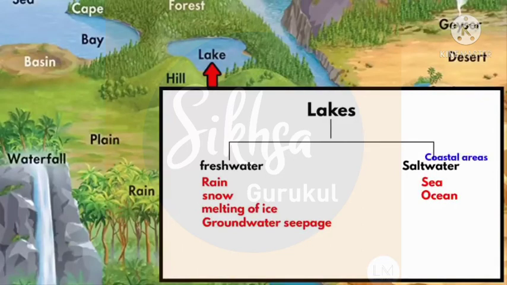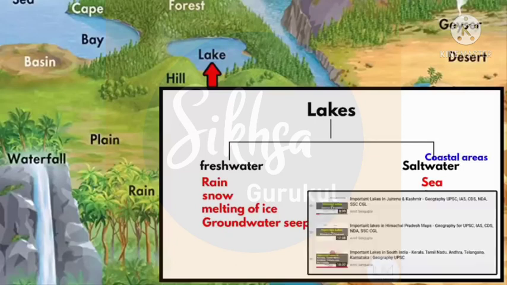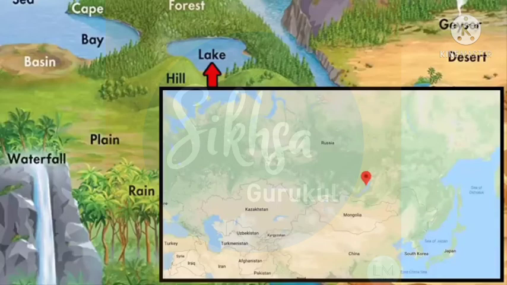You can figure that out by looking at the water source. Saltwater lakes usually exist near coastal areas. I have a playlist dedicated to lakes in India. In that you will find videos describing lakes that exist in different parts of India. Have a look at it, you will learn a lot about Indian lakes.